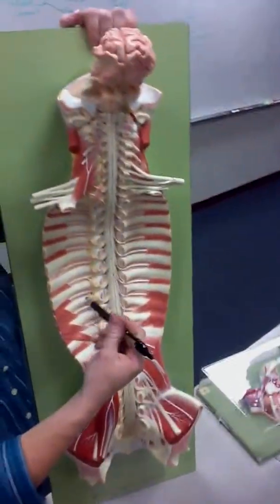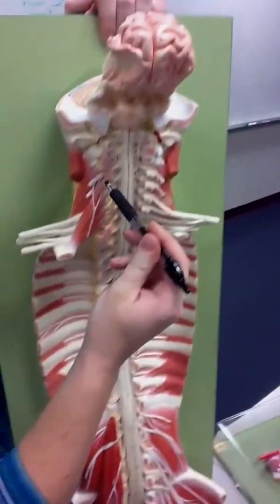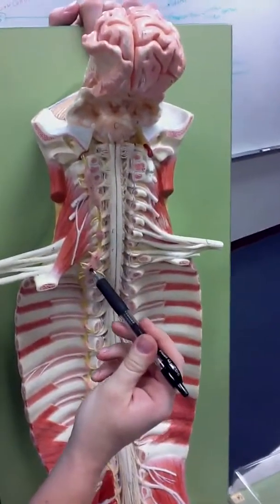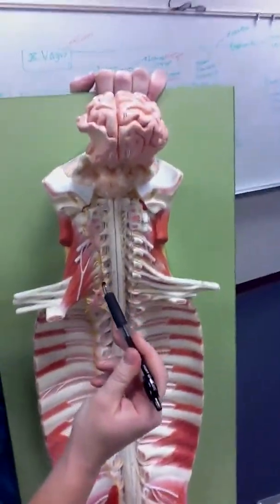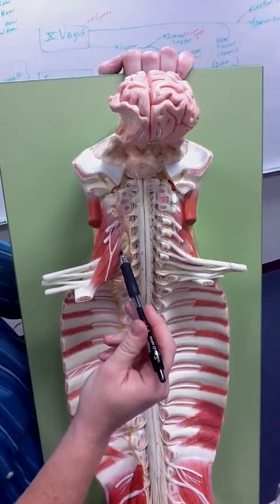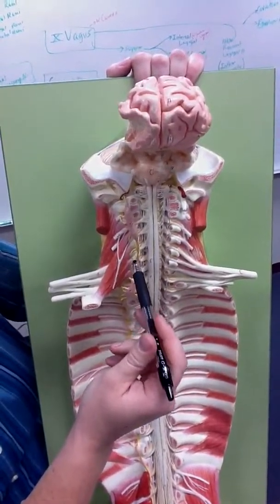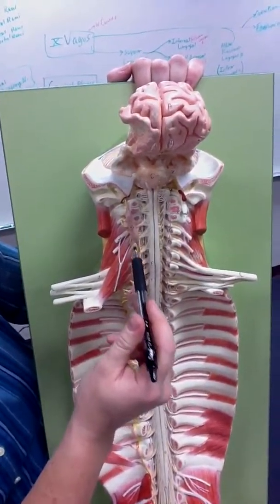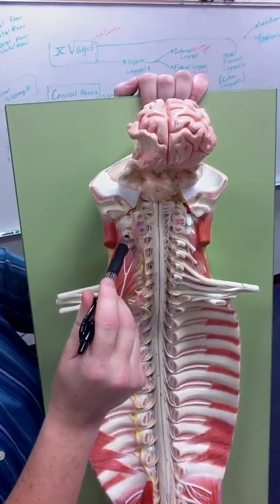Cervical plexus in the deep cervical region here. We've got the superior cervical ganglia, the middle cervical ganglia, and the stellate ganglia. This is the sympathetic chain here. The sympathetic chain is going to hook up to the ventral rami via these nerves here, which are gray rami communicants.